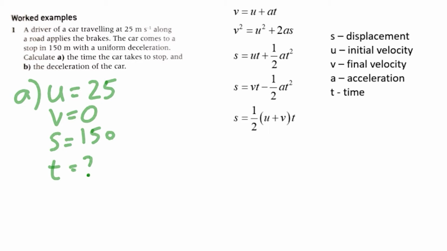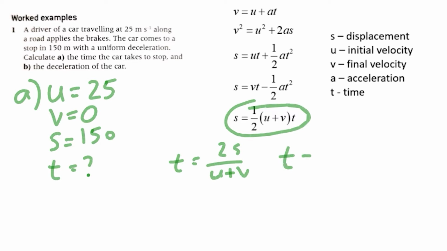Now I want you to pause this video and then think which SUVAT equation should we use. Now come back to the video. Because we don't know anything about A, we must choose a SUVAT equation that has t in it but no A. The only one is S equals 1/2 (V plus U) times t. Now we just rearrange this equation to have t on one side and the rest on the other. Now we just plug in the numbers.